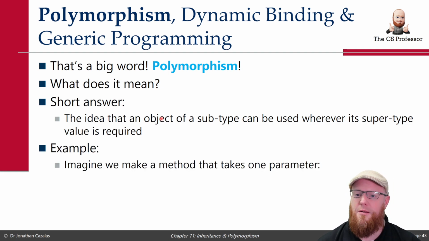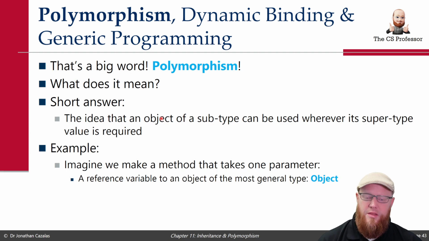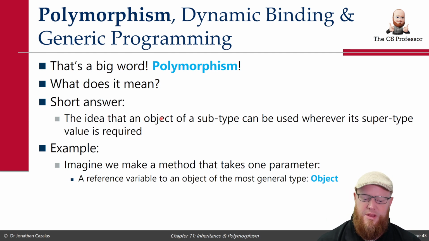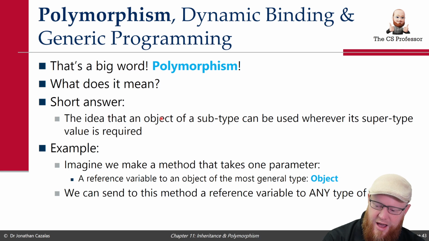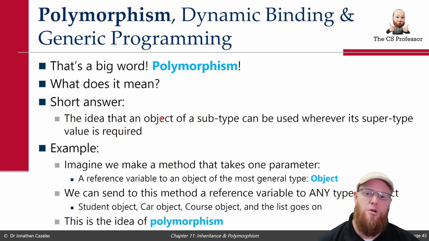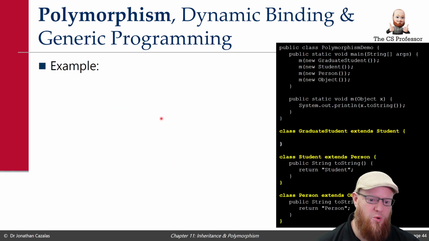So say, imagine we make a method that takes one parameter. This parameter is a reference variable to an object of the most generic type, the actual object of type object. We can send to that parameter, to that formal placeholder, that formal parameter, a reference variable of any type, of type object or of any subclass of object. This is the overall idea of polymorphism.